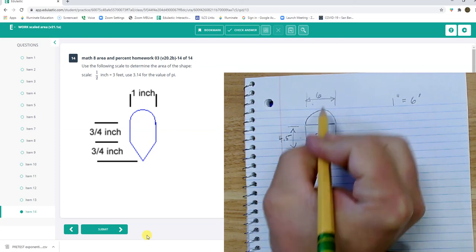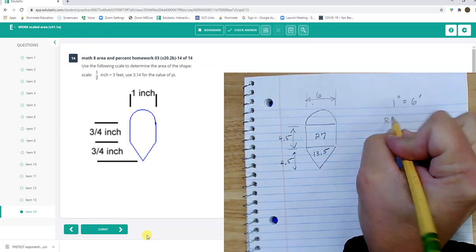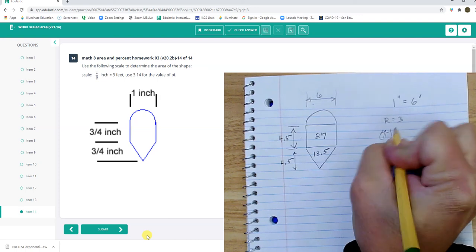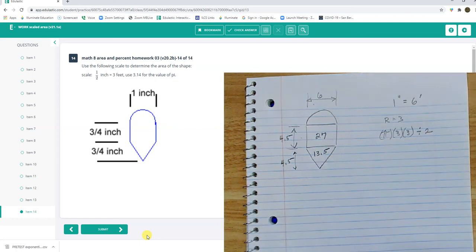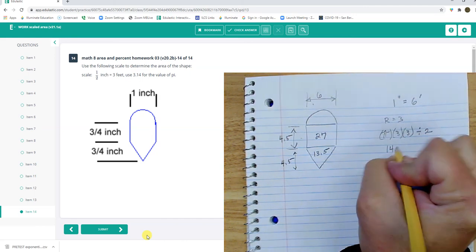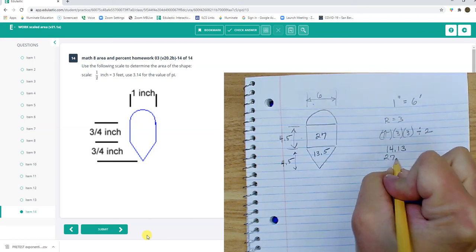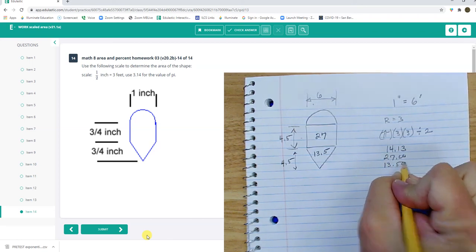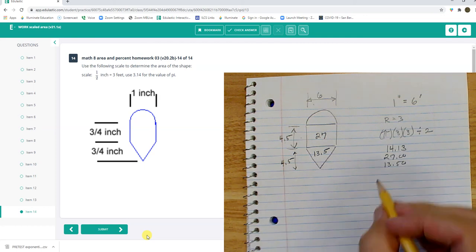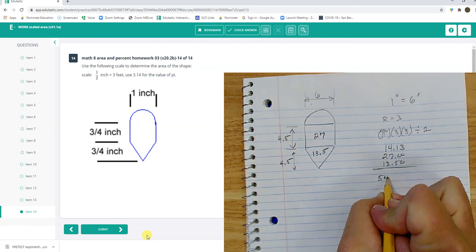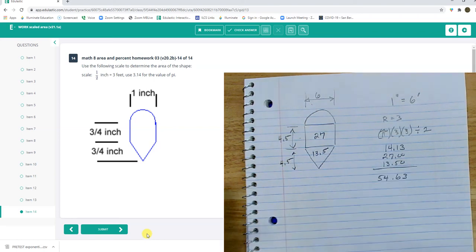And then this, so if the diameter is 6, the radius is 3, so pi r squared, but I only want half of the circle. Which gives me 14.13. And I have to add these all together. And that gives me 54.63.